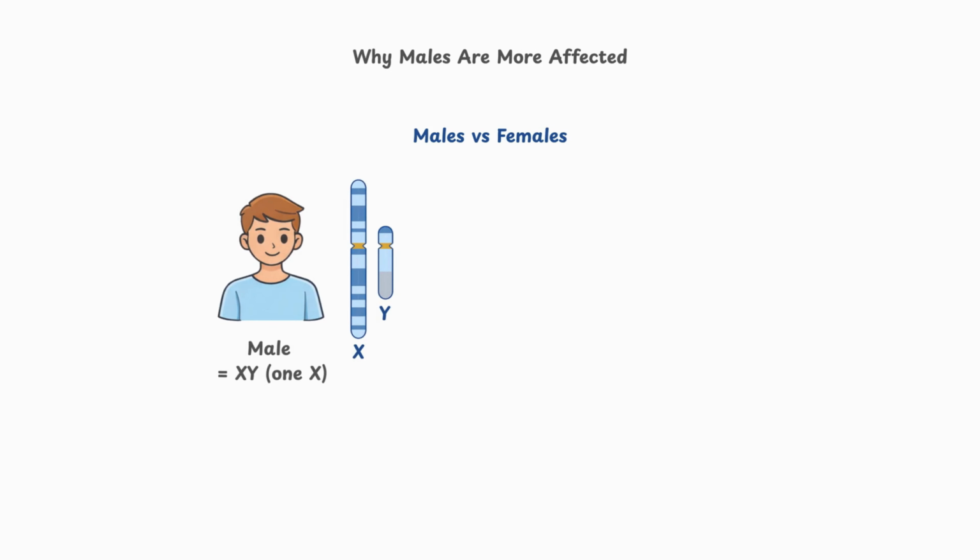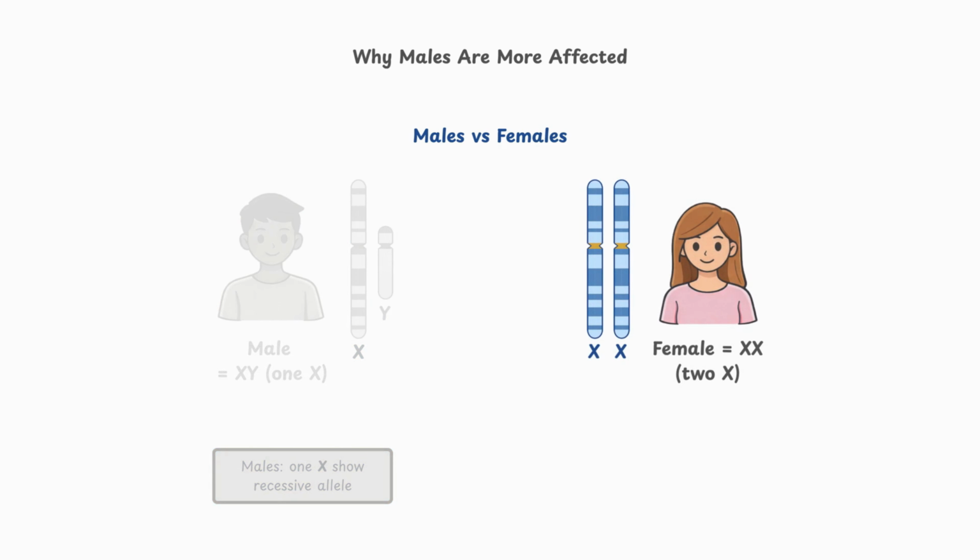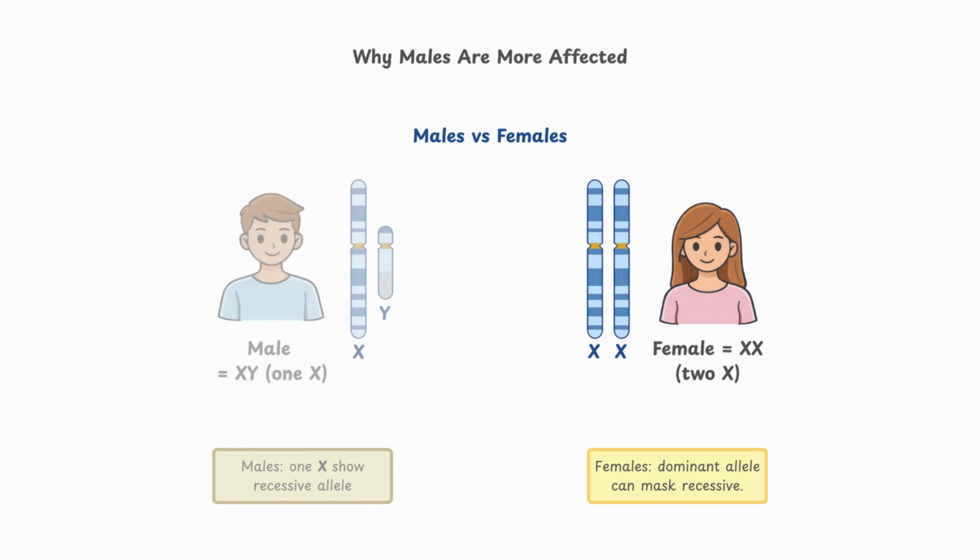Now, because males only have one copy of X-linked genes, any recessive allele they inherit is more likely to be expressed. This means conditions like colorblindness or hemophilia appear more often in males. Females usually have a second healthy allele that can mask the recessive one, so females are more likely to be carriers, while males are more likely to be affected.